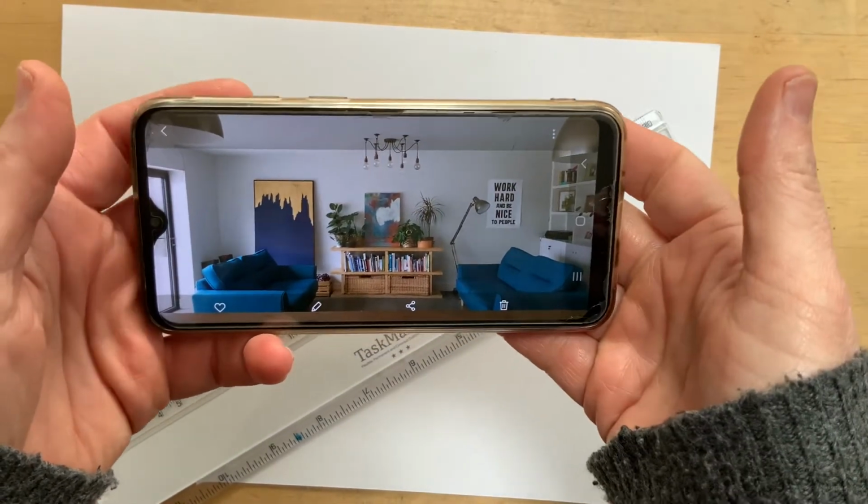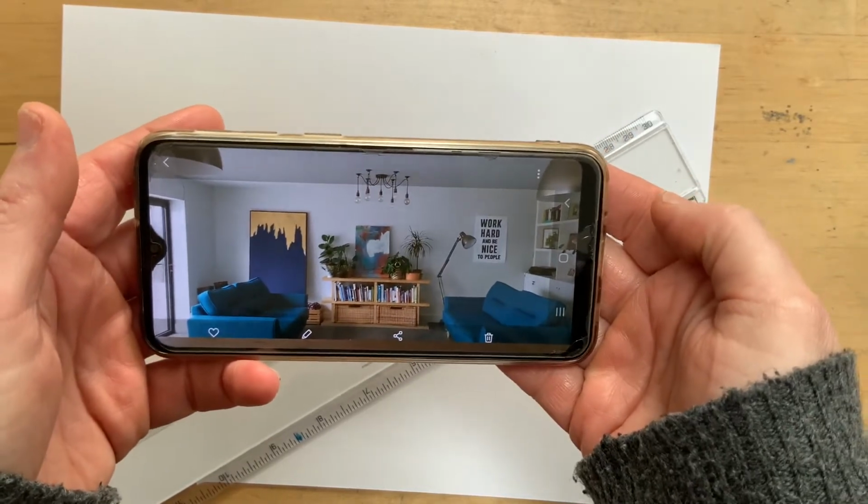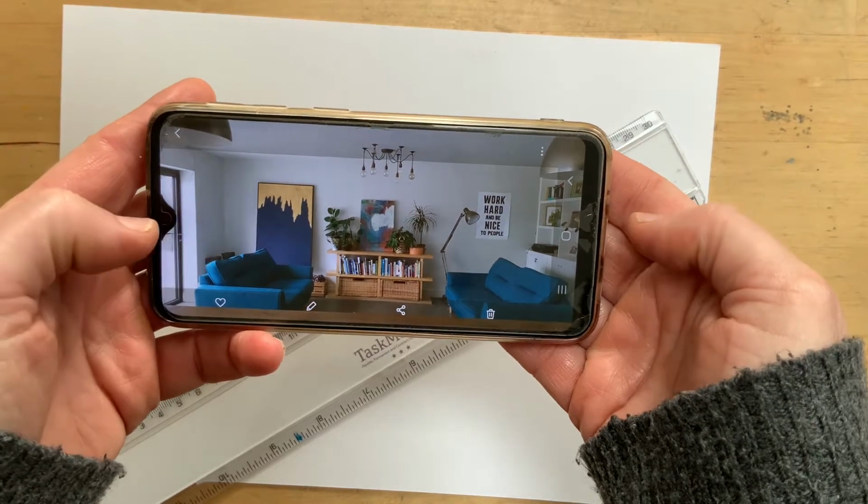Hello, so just a little explanation video for the homework on drawing an interior in the style of Patrick Caulfield. So the first step on this task is to take a photograph of your house.